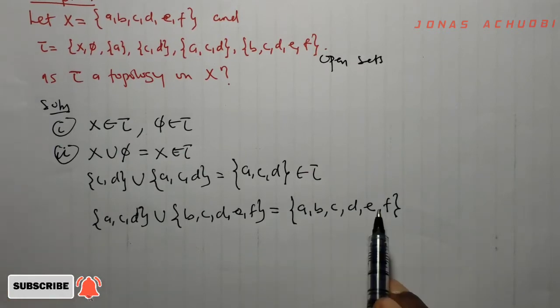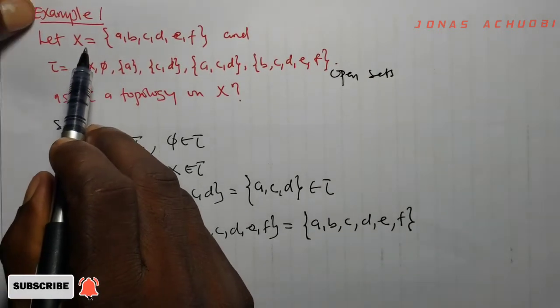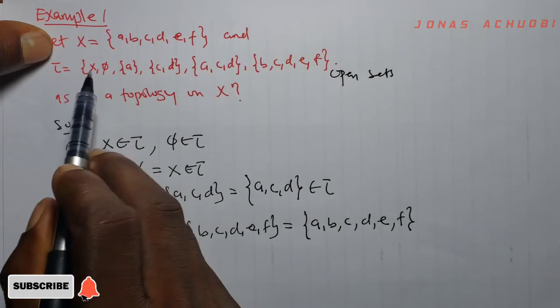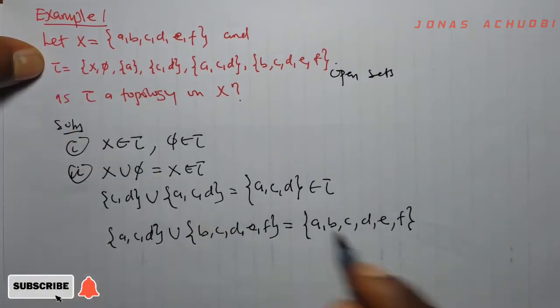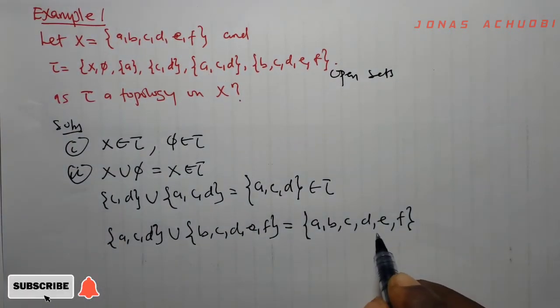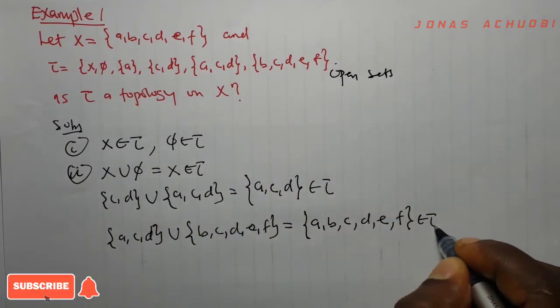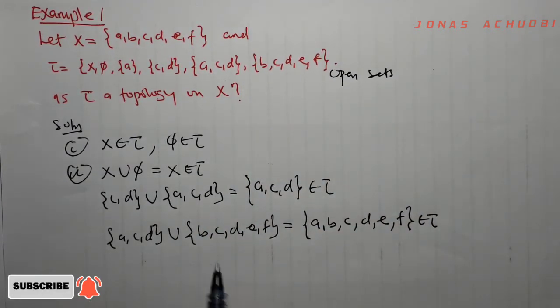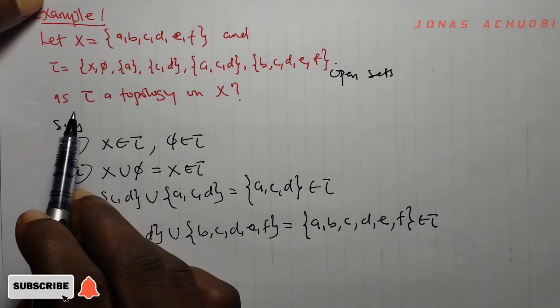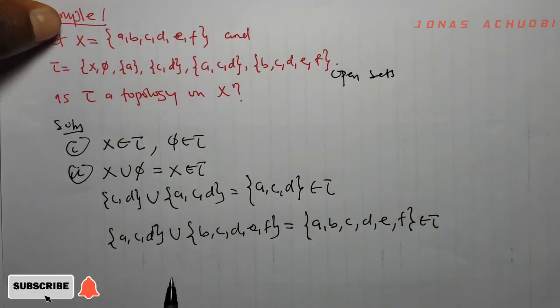This is nothing but what? The set itself, X. And the set X is also in tau. So this open set we've gotten, which is the union of these two open sets from tau, is also an element in tau. And if you go on and pick any other two open sets in tau, you discover that their union will always be an element of tau. Therefore, our second condition of definition is also fulfilled.